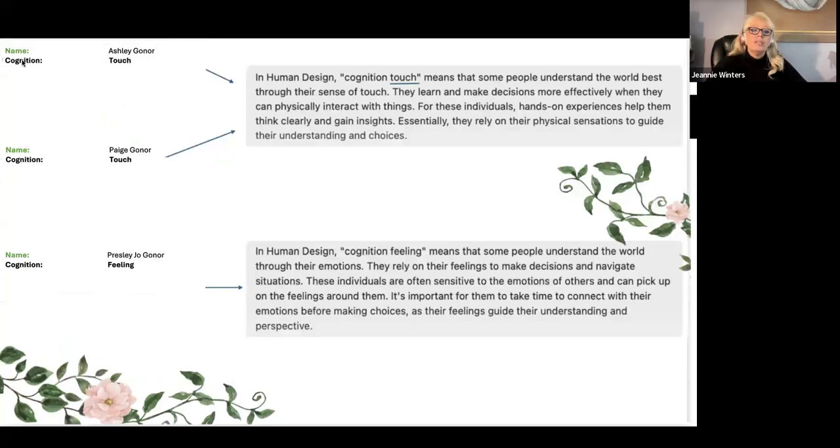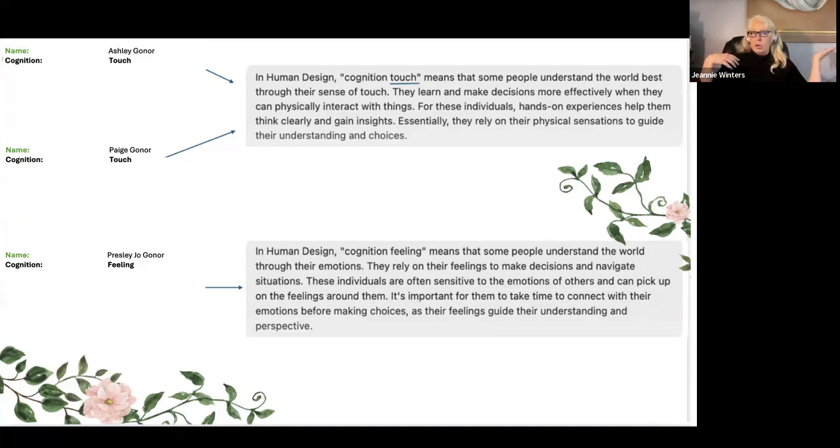Then we have cognition. So you and Paige have touch. So this is cool. You probably know this one. Most people know their cognition. So touch means that some people understand the world best through their sense of touch. They can make decisions more effectively when they can physically interact with things. For these individuals, hands-on experiences help them think clearly and gain insights, especially as they rely on their physical sensations to guide their understanding and choices.